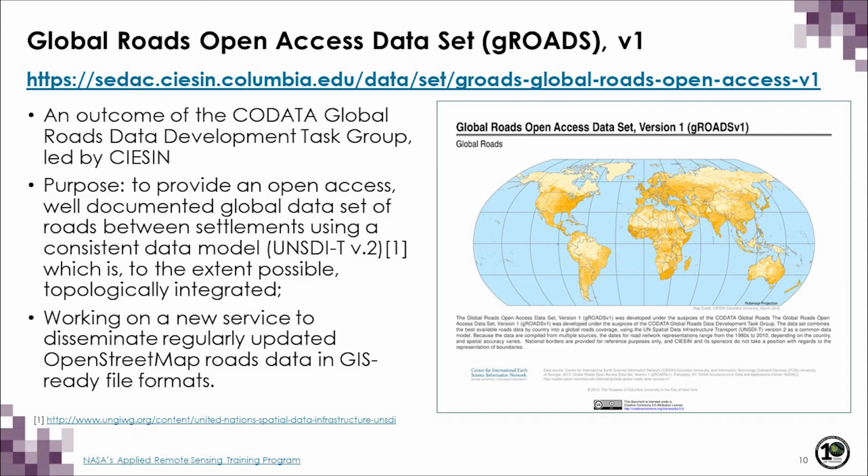Another infrastructure-related dataset is the Global Roads Open Access Dataset, or gROADS. It is an outcome of the CODATA Global Roads Data Development Task Group, led by CIESIN. Its purpose is to provide an open-access, well-documented global dataset of roads between settlements using a consistent data model, which is, to the extent possible, topologically integrated. The final product is presented in the map to the right of the slide.